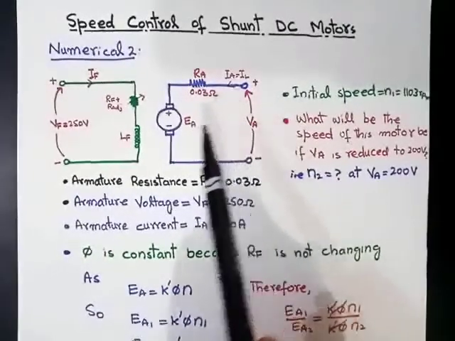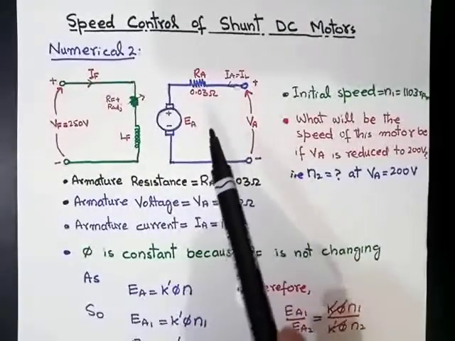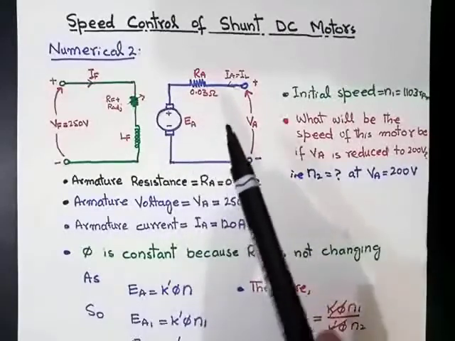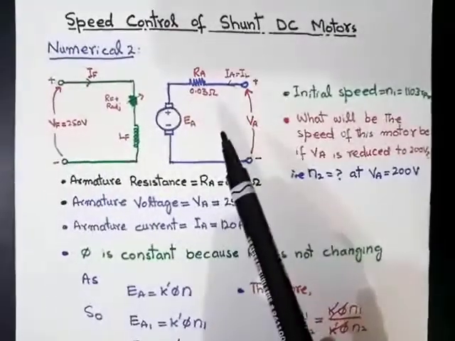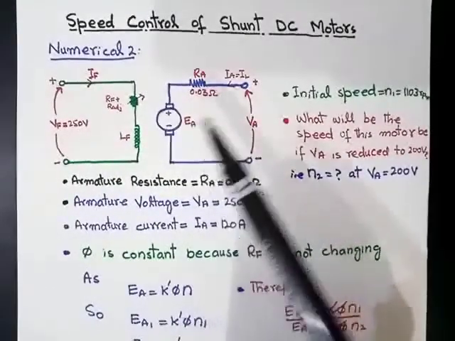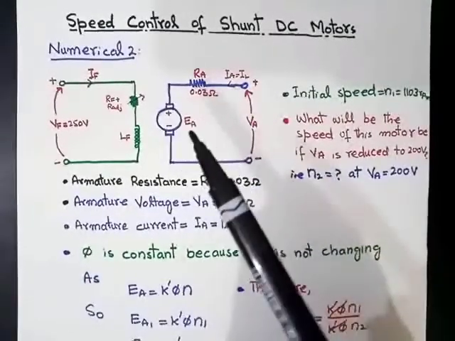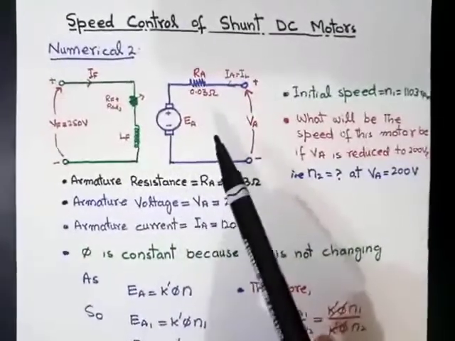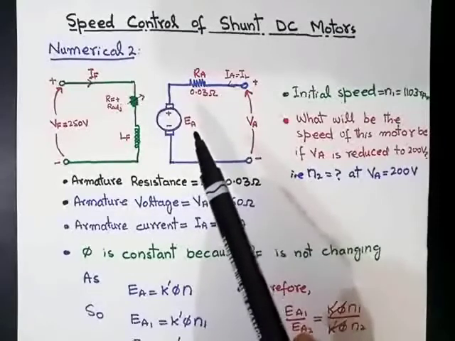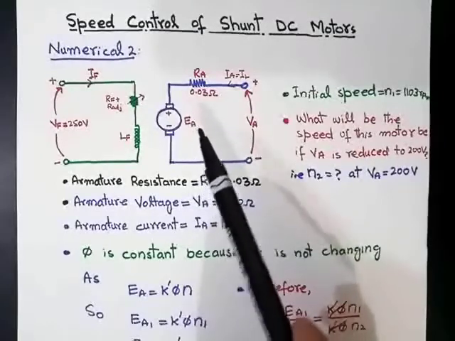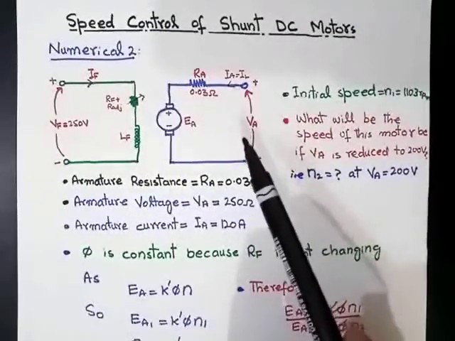Now the motor is separately excited. As we have already discussed, separately excited means the field winding has a separate voltage source and the armature winding has a separate voltage source. So the motor in this numerical is a separately excited DC motor, in which the field winding has a separate voltage source and the armature winding has a separate voltage source.